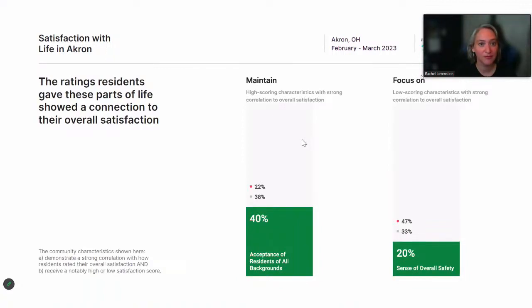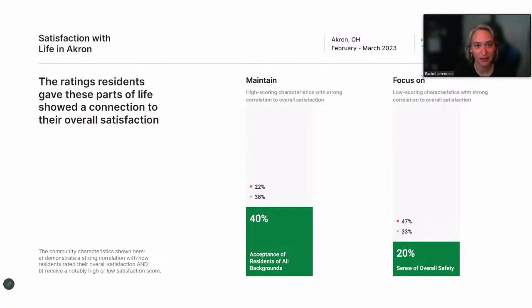So this was a lot. There are a lot of different characteristics, and so what we wanted to do to help you make a plan and help you focus on what the next steps might be is to identify characteristics that are strongly related to the overall satisfaction score and received a relatively high or a relatively low score. So this is the strength and the area to focus on. So the strength here would be the acceptance of residents of all backgrounds at 40%.